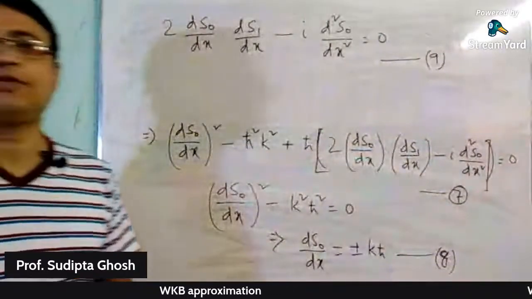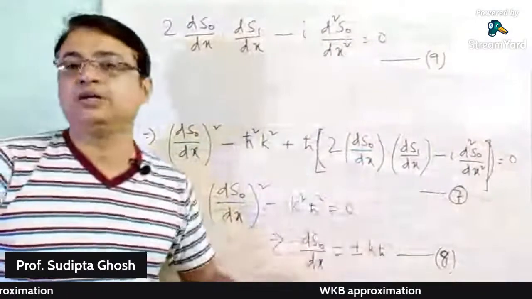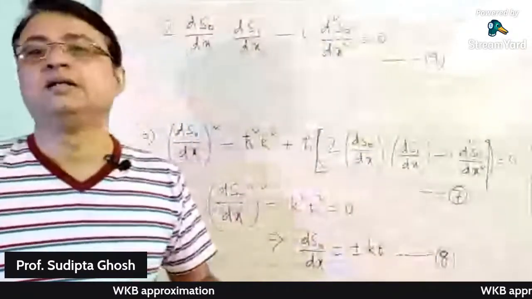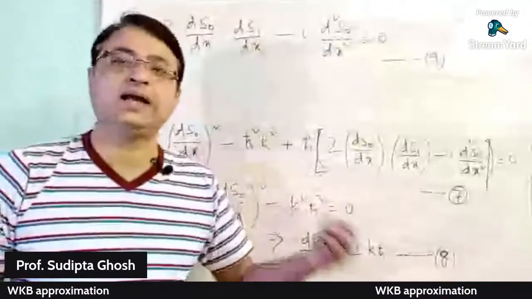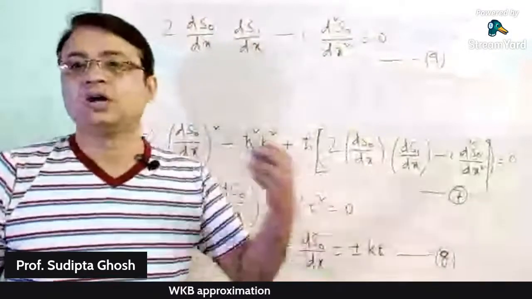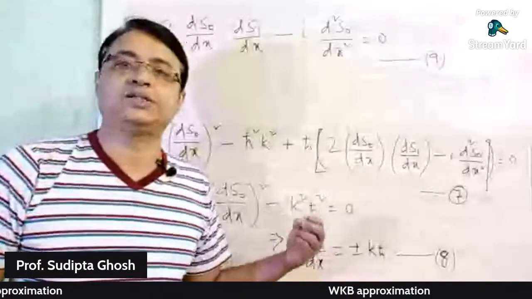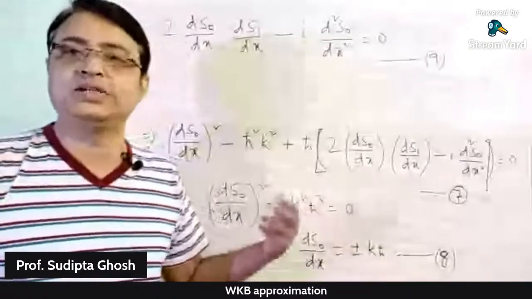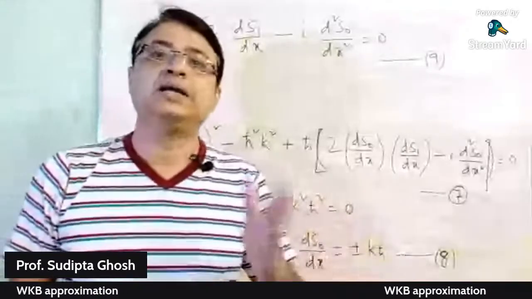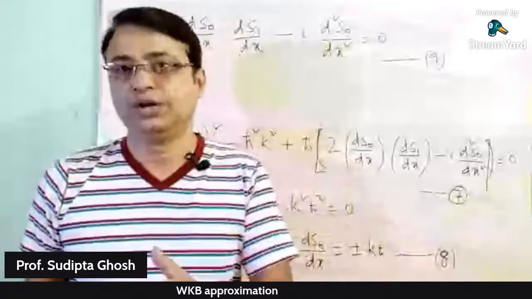So far I have split this equation 7 into two independent equations. And how can I get these two separate equations? I am equating the coefficients of ħ. I am getting these two equations, that is equation 8 and equation 9, from equation 7 by equating the coefficients of ħ to 0.